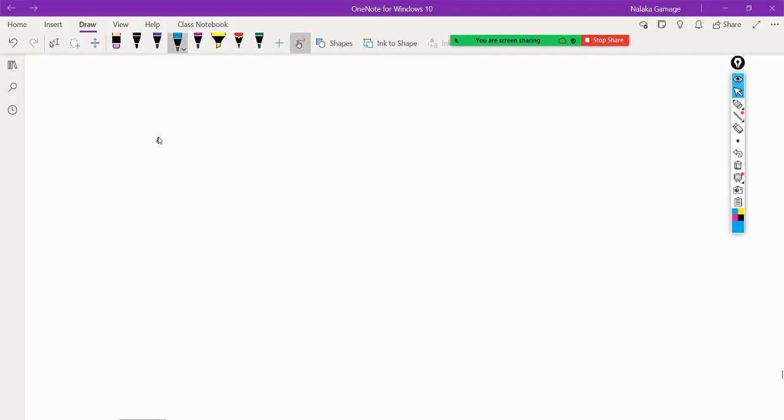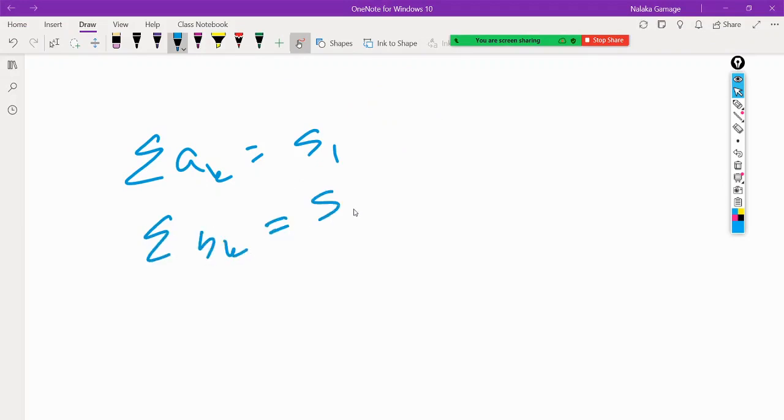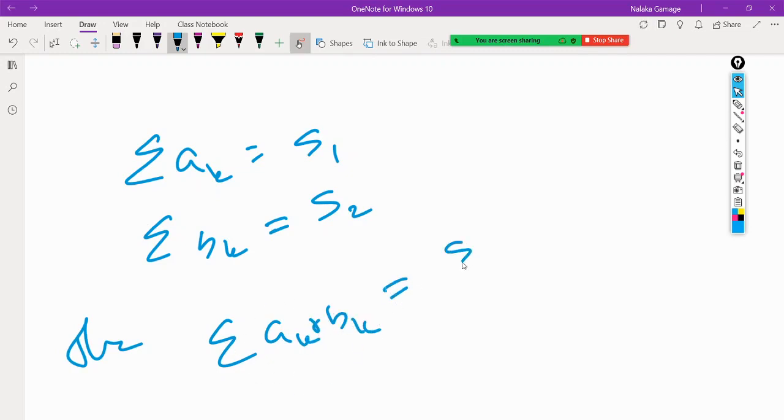Say I have sigma AK, which is convergent to S1, and sigma BK, which converges to S2, right? Both converge to S1 and S2. Then sigma AK plus BK is also convergent, and it converges to S1 plus S2.